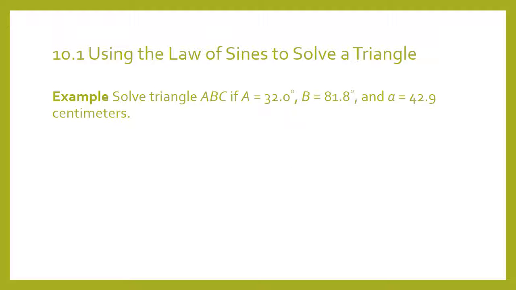We're going to solve triangle ABC if A is 32 degrees, B is 81.8, and side a is 42.9. Now, you can figure out angle C because you know the angles of a triangle have to total 180. So find angle C and then find side b and side c using the law of sines. Pause the recording, give it a try, and resume to check your answer.